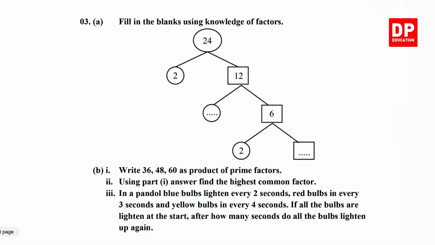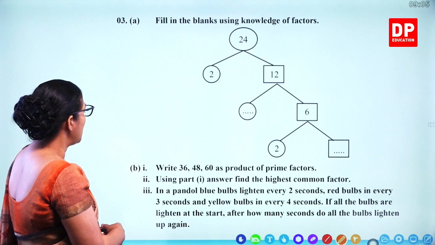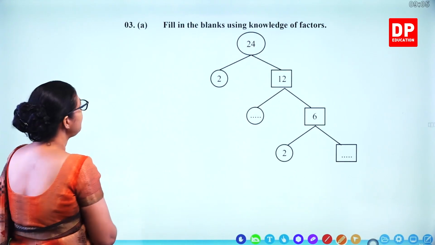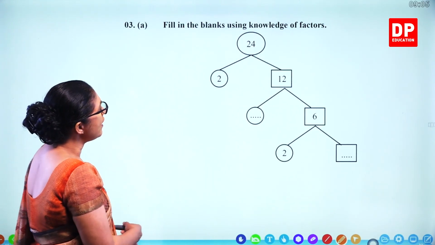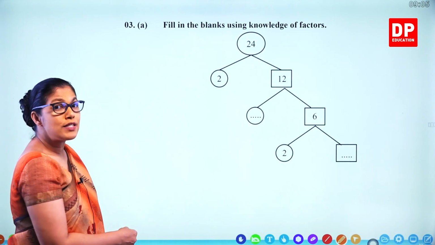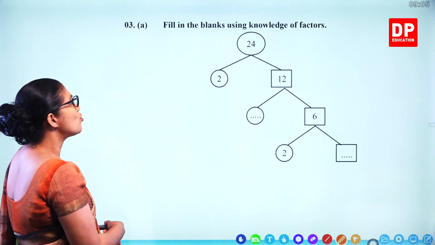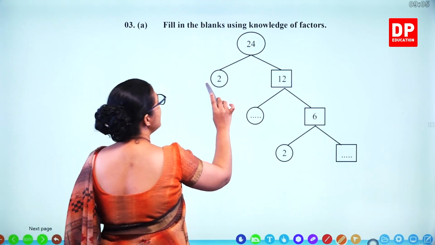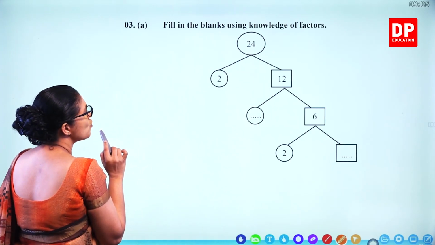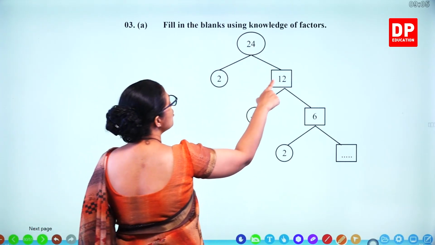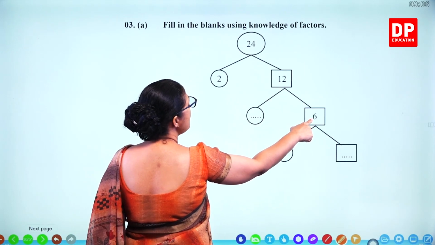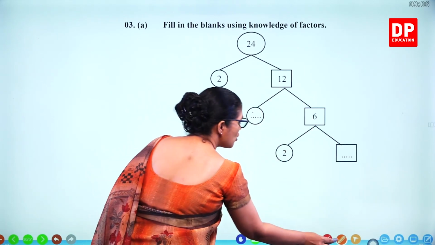Let's take question number 3 about factors. Fill in the blanks using knowledge of factors. So 24 is 2 times 12. These are multiplied. That's correct. 2 times 12. How can you write 12? 6 times 2. So this should be 2.